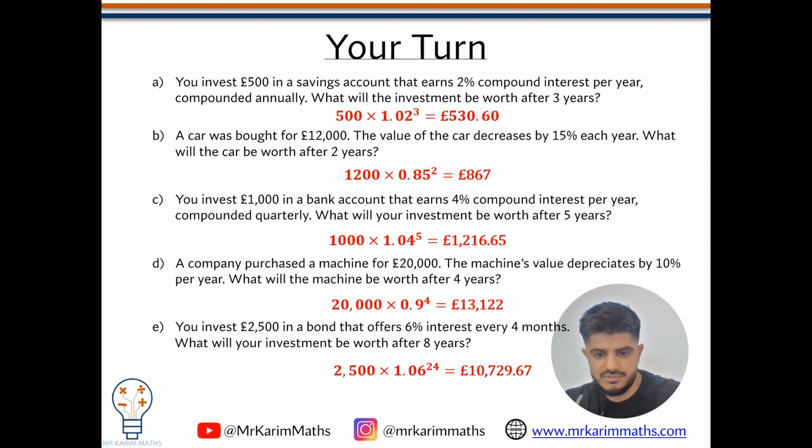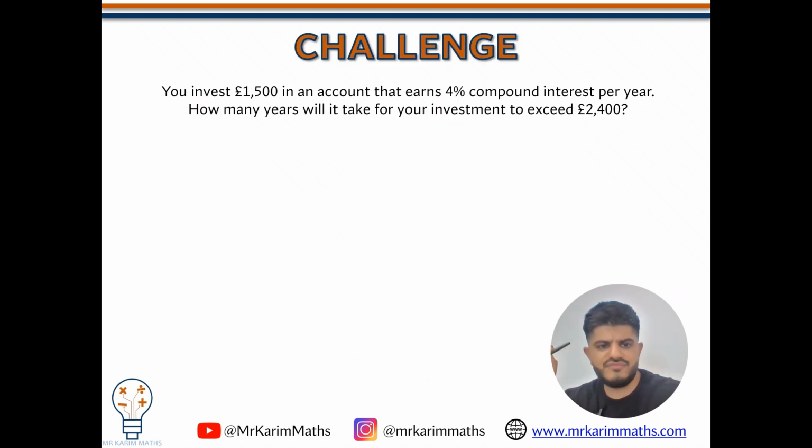Now I've got a challenge. So take a look at this. You invest £1,500 in an account that earns 4% compound interest per year. How many years will it take for your investment to exceed £2,400? Now, upon reading this question, the first sentence seems almost identical to the questions we've tackled already, right? 1,500 is your principal, 4% compound interest, that's fine, and it's per year, no surprises there.